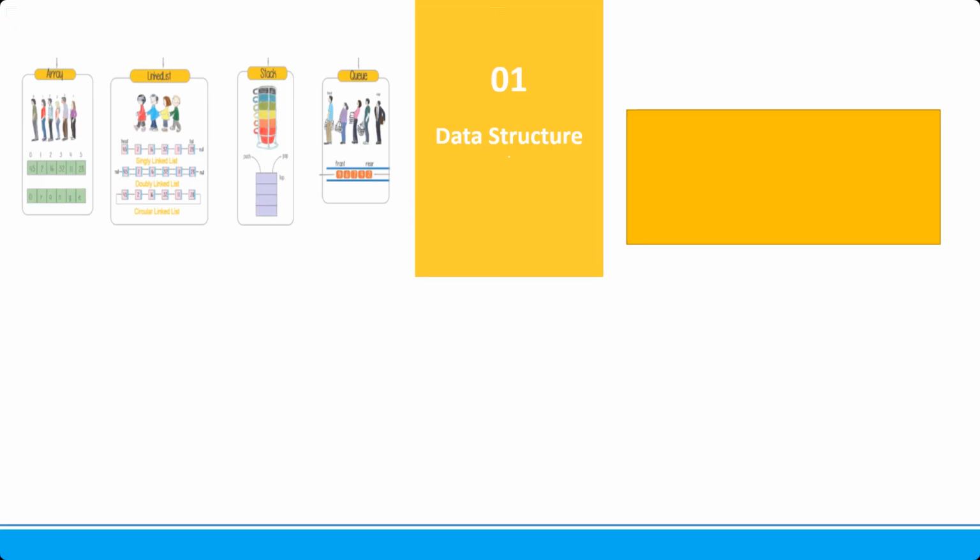So what is data structure? As I mentioned in the last slide, we will learn some of the data structure. For example, array, list or linked list. There will be several linked lists such as singly linked list, doubly linked list, circular linked list. And you will also learn about stack and you will also learn about queue. So those things are the data structure.